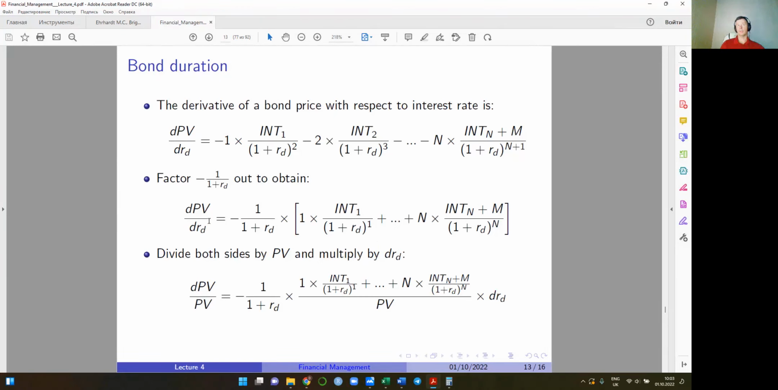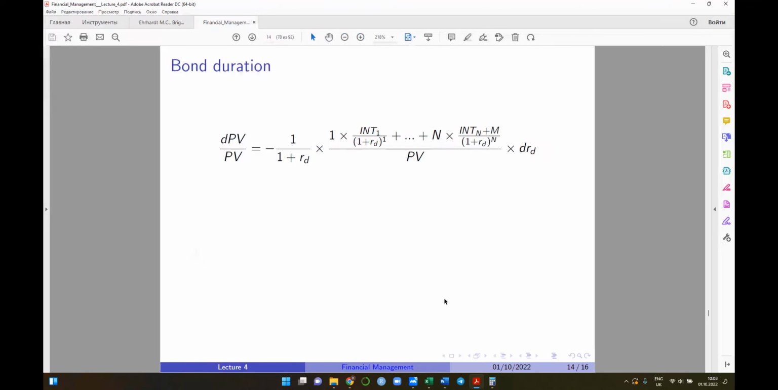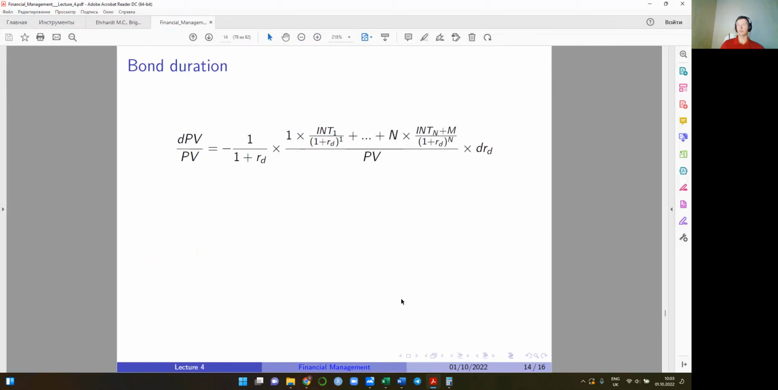So look, on the left hand side we have this fraction. D is delta, a change. So this d represents change. On the right hand side we have this change in RD. Now we have an interesting thing. Let's try to decompose this formula. This term on the left hand side is the relative change in bond price. So basically, how many percent this bond price would change.